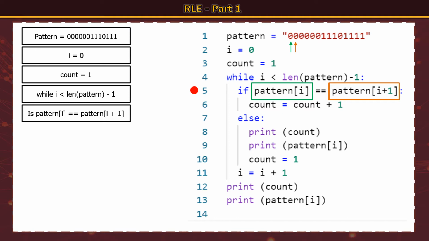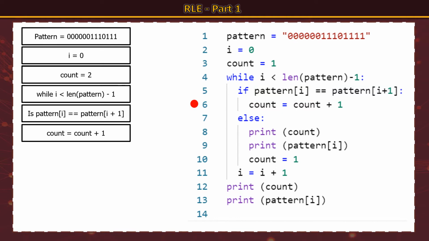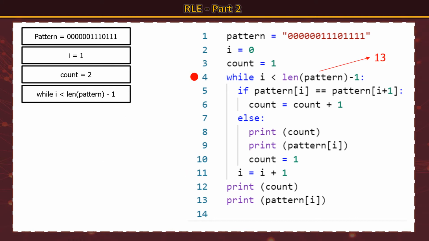Well, it is. So we go down to line 6, and count would be equal to count plus 1. So now you can see that count has gone up to 2. We would then come down to here, and I equals I plus 1, so I would increment to 1. So now we come back around the loop, and we check if I is still less than 13. Well, I is 1 now, so that is still less than 13.